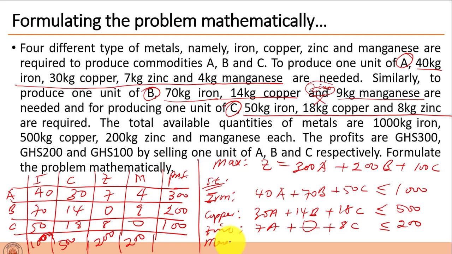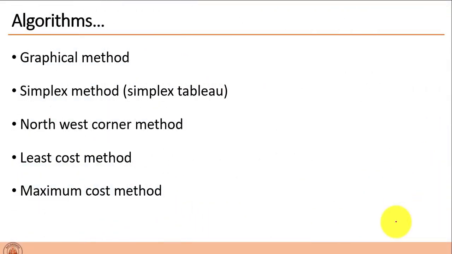Similarly, manganese constraint is equal to 4 given to A plus 9 given to B plus nothing given to C, so that place is 0, less than or equal to 200. So these are our constraints. Of course, the last but not the least constraint is your non-negativity constraint.